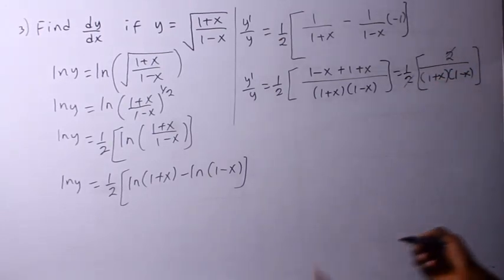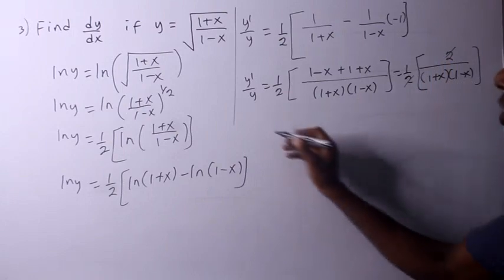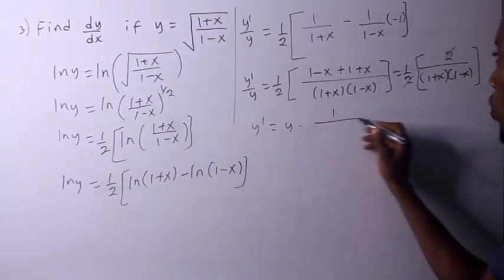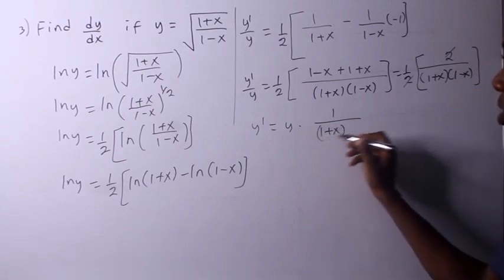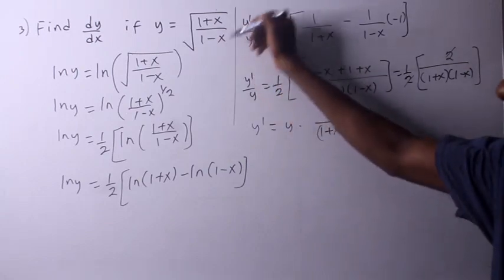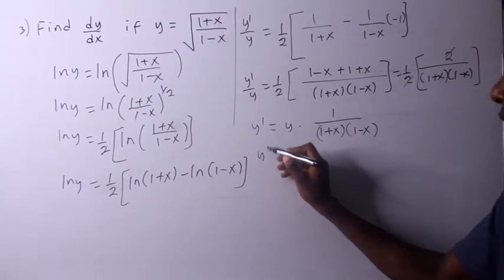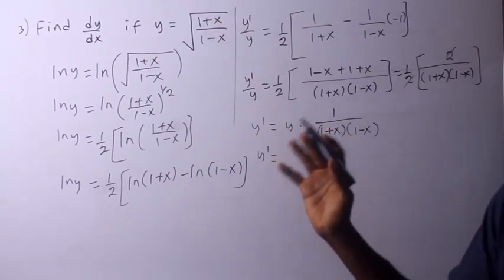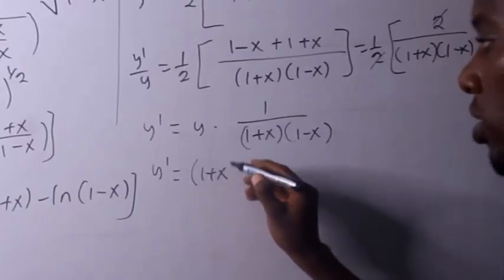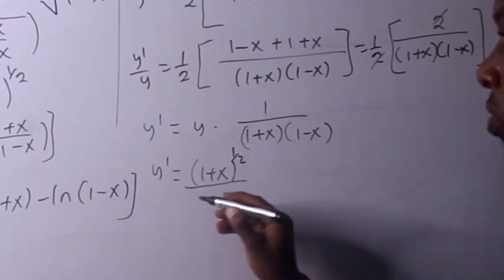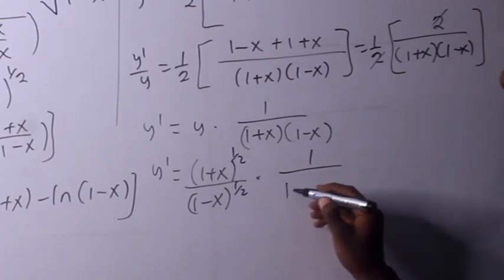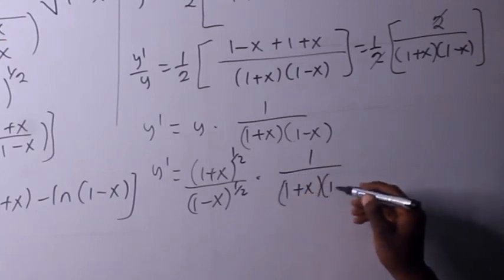So to solve for y prime, I multiply y by this entire thing. So y prime equals y multiplied by 1 over (1 plus x) times (1 minus x). But what is y? y is this square root. So y prime equals, I'm going to give each expression its own power. So it's (1 plus x) to the power of half over (1 minus x) to the power of half, times 1 over (1 plus x) times (1 minus x).